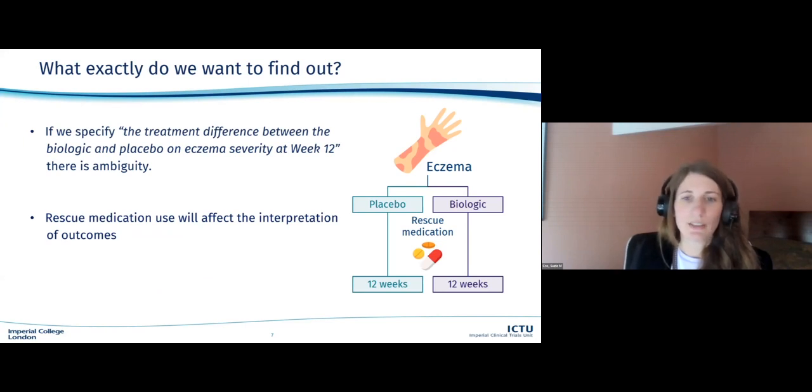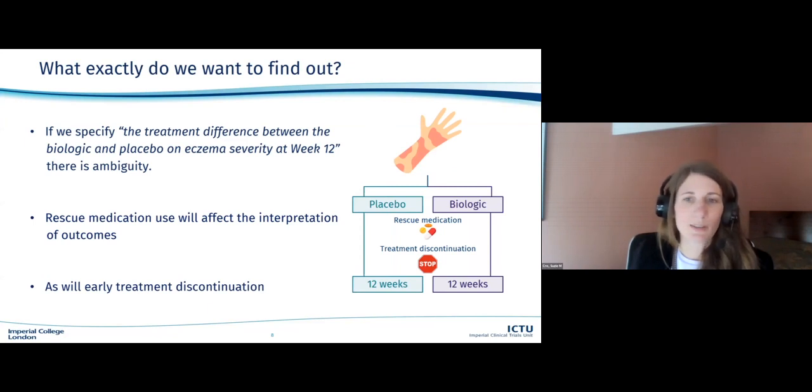initially sound okay, but I hope this morning's talks have opened your eyes to how there's in fact quite a lot of ambiguity here. This doesn't provide us with enough information to inform exactly how the trial should be designed or analysed. Some patients will take rescue treatment whilst others won't, and this will affect the interpretation of their outcomes. It's also likely that some participants will discontinue their assigned treatment early. This might be due to lack of efficacy or because of a side effect or some other reason. But this will also affect the interpretation of patient outcomes.